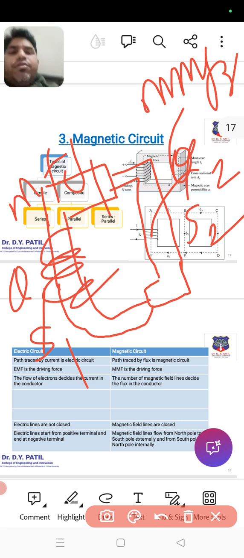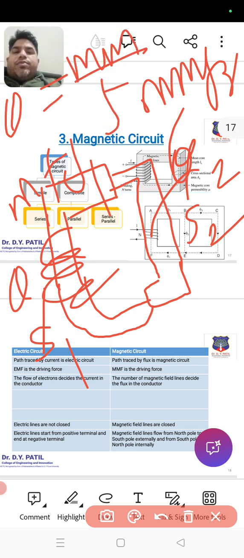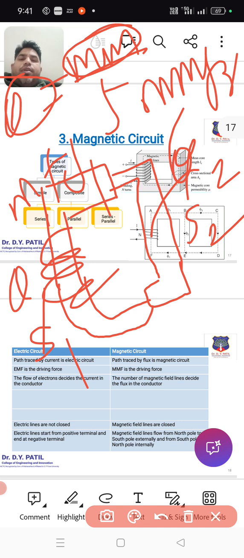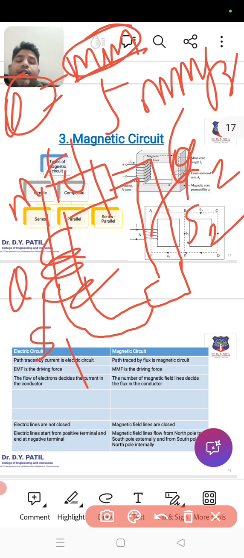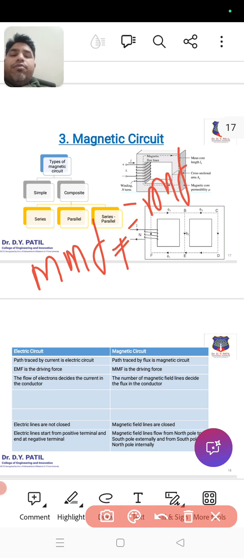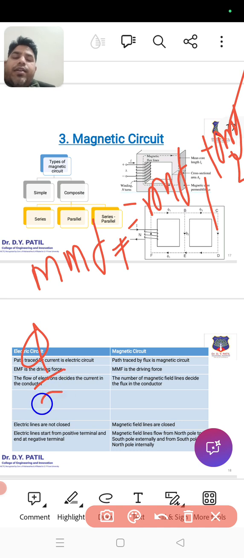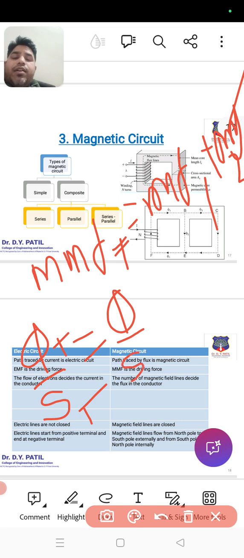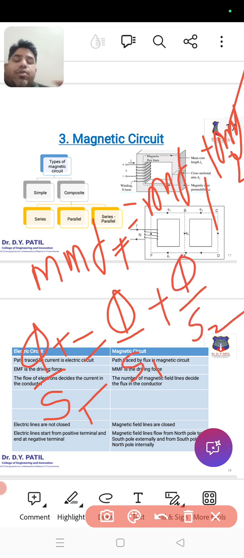So what is different is the mmf. Phi is equal to mmf divided by S. We have to consider the comparison between phi and mmf. The mmf is different. What will the total mmf be? mmf total is equal to mmf 1 plus mmf 2, which is phi divided by... that is, phi 1 into S1 plus phi 2 into S2.